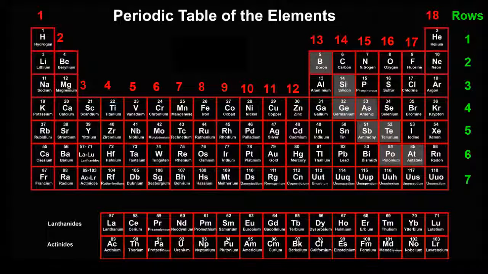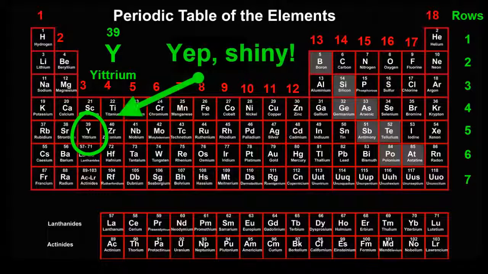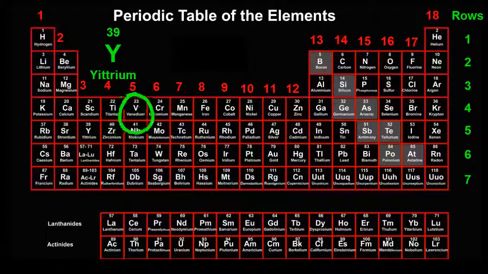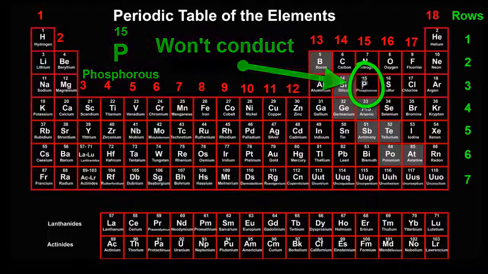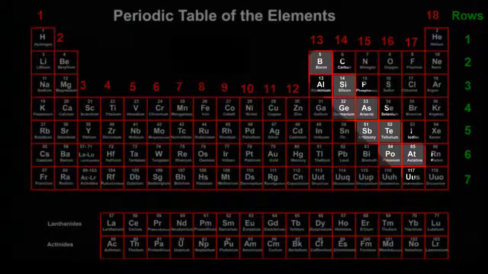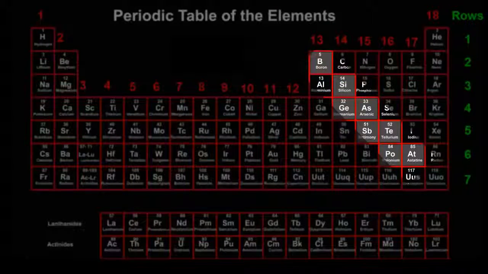Let's try something trickier. Do you reckon yttrium, atomic number 39, would be shiny? It's to the left of the diagonal line, so it's a metal. So it's probably shiny. Would phosphorus, atomic number 15, conduct electricity? It's to the right of the diagonal, so it's a non-metal. Probably not. What about the elements inside the diagonal band?